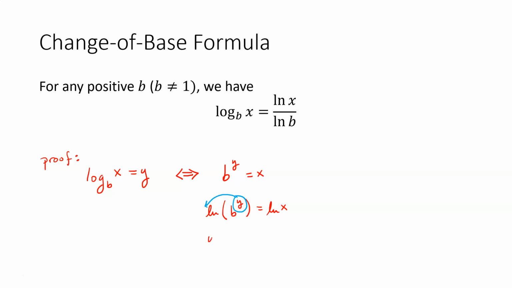So this becomes y times ln of b equals ln of x. And now by isolating y, I have my result. y equals ln of x over ln of b, which gives me the equation: log base b of x equals ln of x over ln of b.